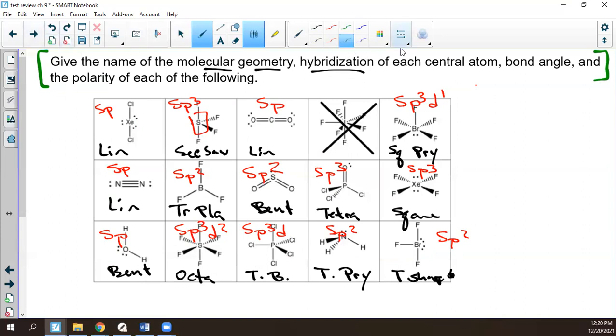Next, we will have bond angles. 180. All right. 90s, 120s. I won't ask you bond angles besides the 4 basic ones. Okay. So we'll do these, but it'll be either 180, 120, 109.5, or a 90. You okay with that? Yeah, you don't have to have all of them memorized right now.